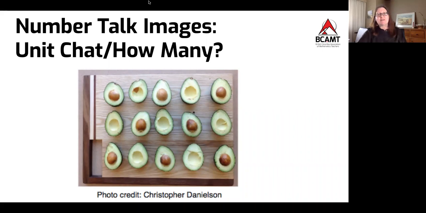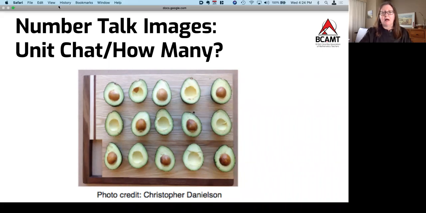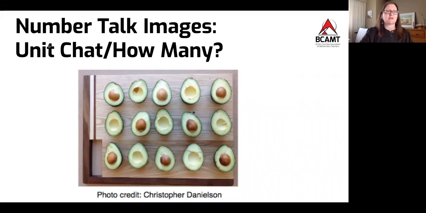Another type of Number Talk image extends the idea to focus on the unit. This image here is in Christopher Danielson's book, which is called How Many? So how many what is the response, hopefully, that students might come up with. How many avocados? How many half avocados? How many pits? There are different ways that students can count and think about these images. And again, lots of them are available on Twitter. Use hashtag unit chat and lots will come up.